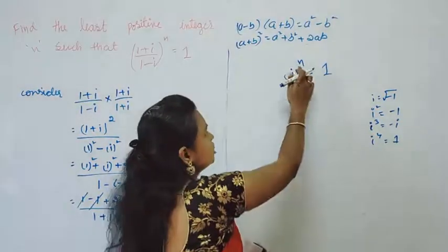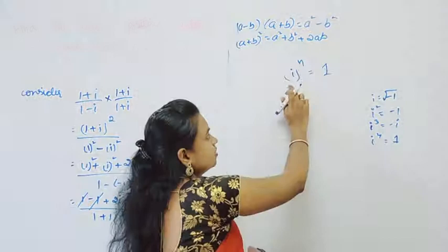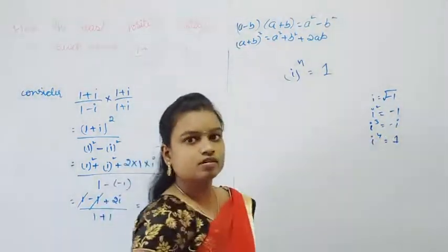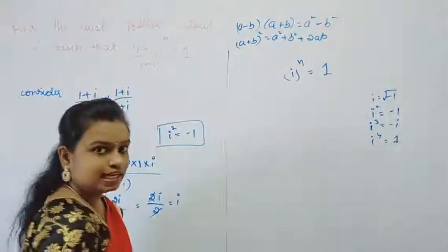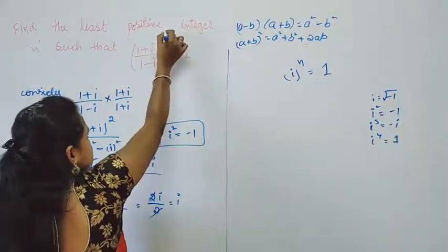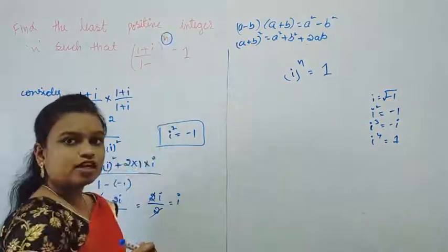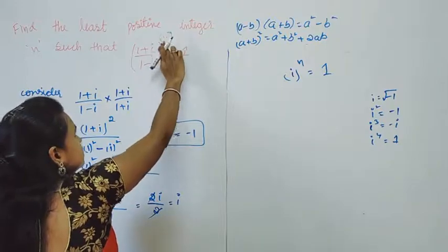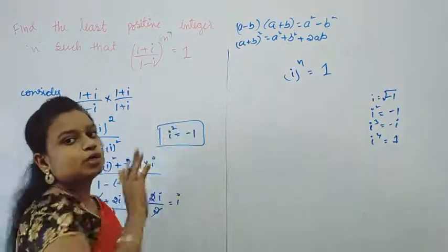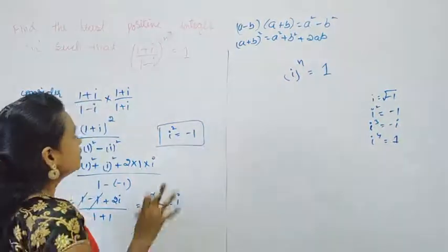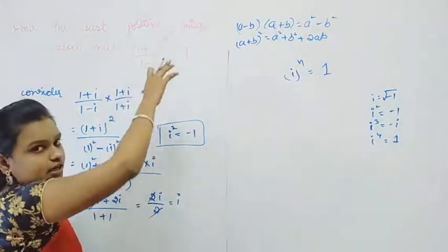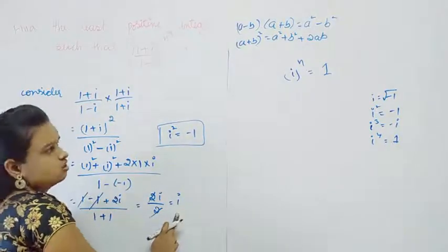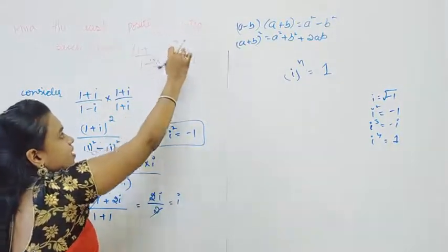So for which value of n does this become 1? For 4. Understand? What I have done is, we have to find the least positive integer n for which this whole thing becomes 1, that is equal to 1. So for that I consider 1 plus i by 1 minus i, I simplify this one, and I get the answer as i. So it becomes i power n is equal to 1.